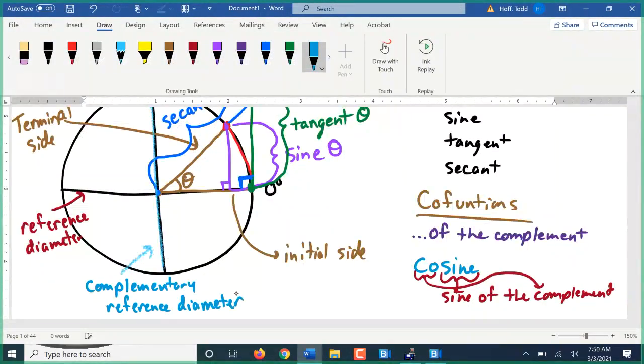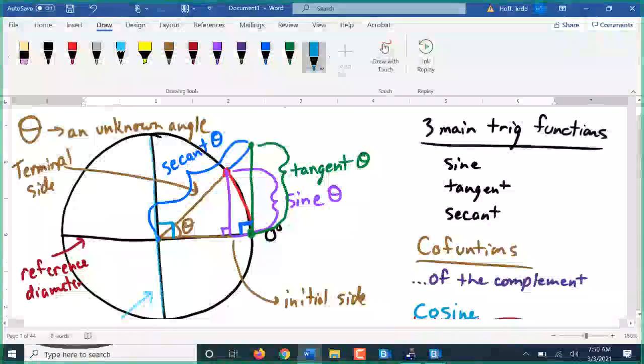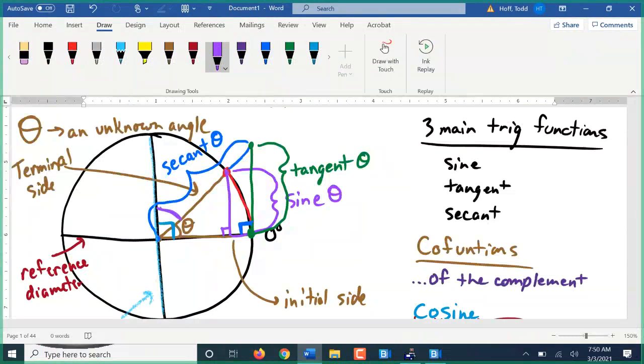What on earth does that mean? Well, horizontal and vertical are always perpendicular. In other words, they're always at a right angle. That means this angle here is a right angle. So the complement of angle theta, this angle right here, that's the complement of theta.